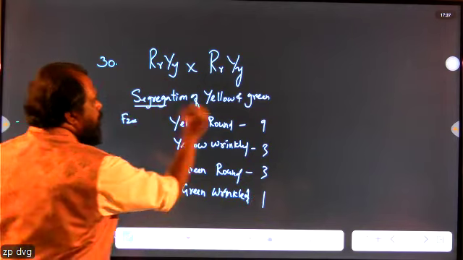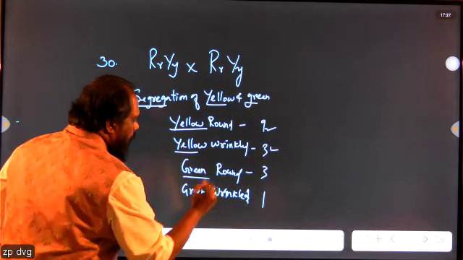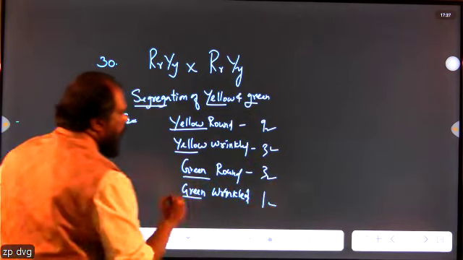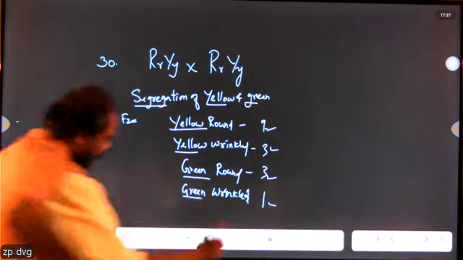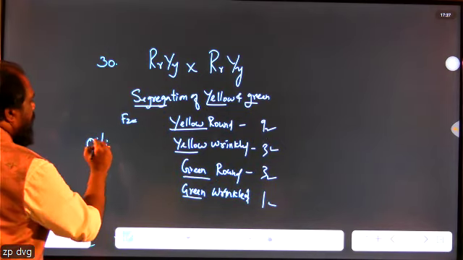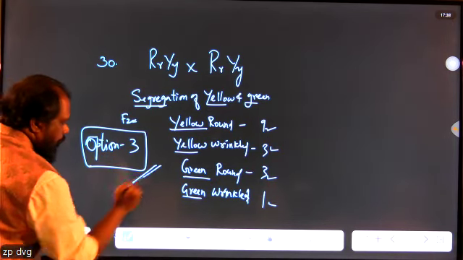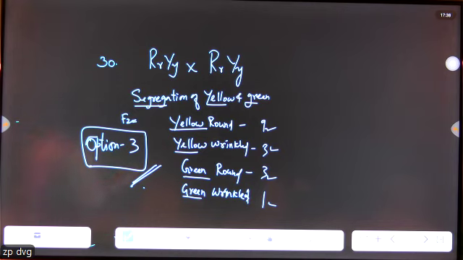So they are having segregation of yellow and green. Yellow 9 and 3, green 3 and 1. So the correct option is 9 is to 3 is to 3 is to 1, which is option 3. So for question number 30, the correct option is option 3. I hope you understand it better. Okay, in the next class we'll discuss the other questions.